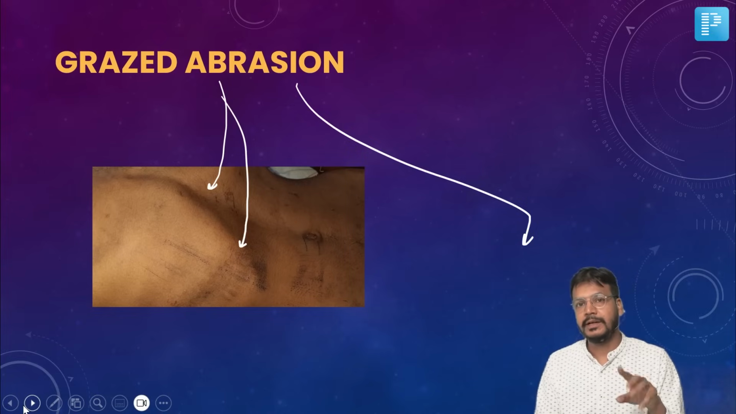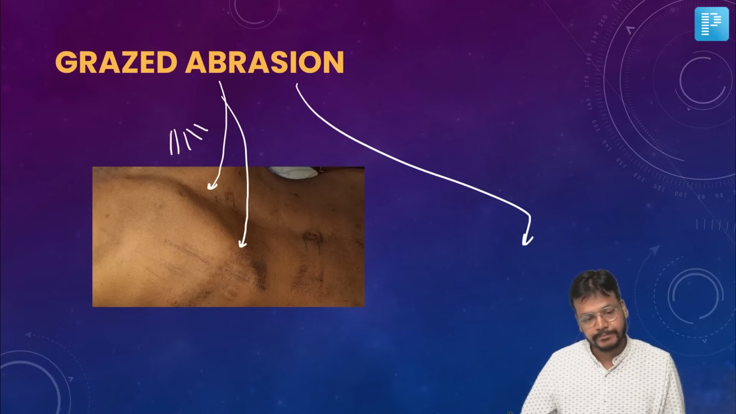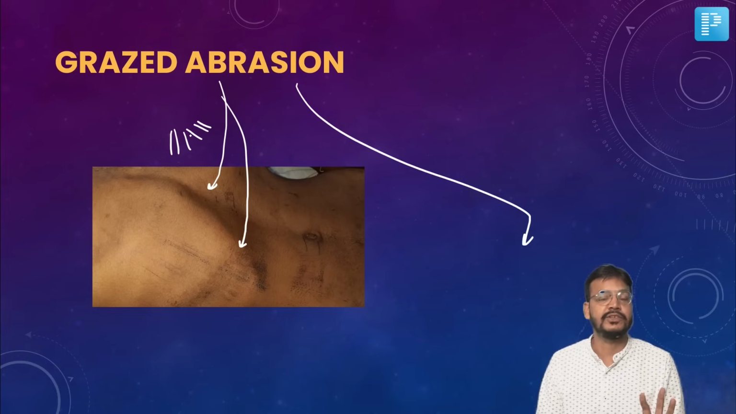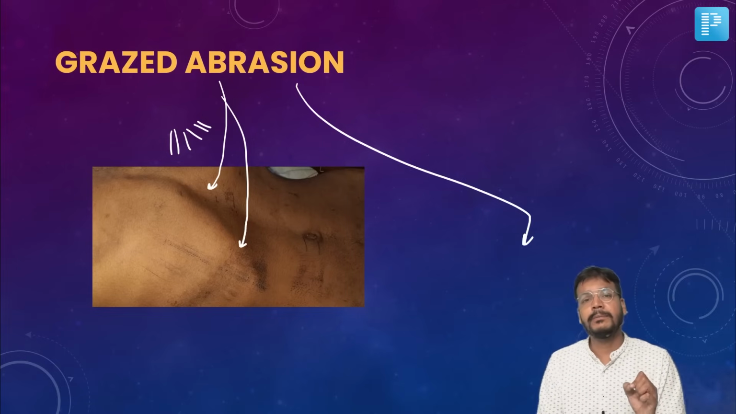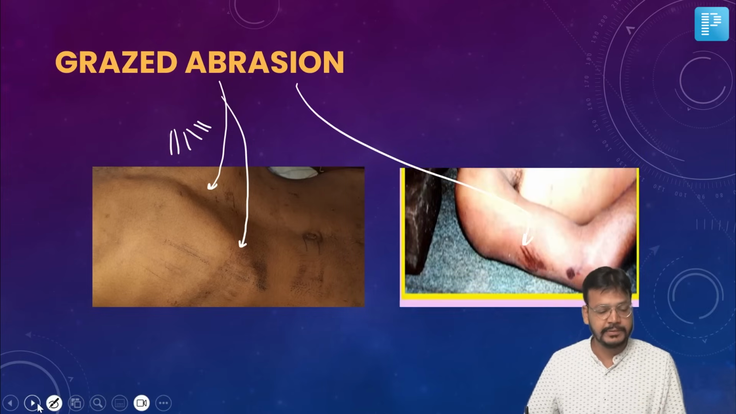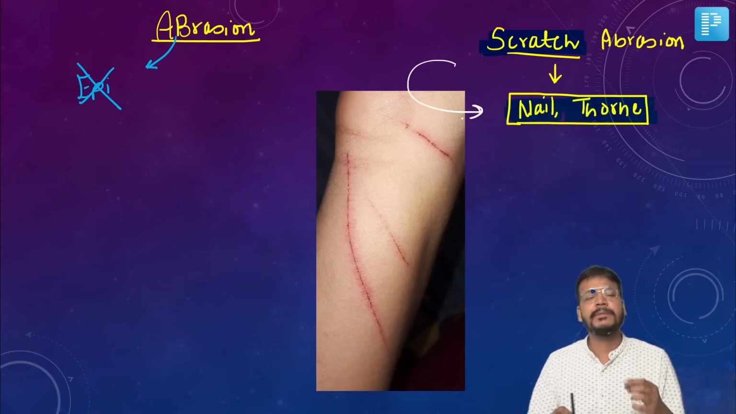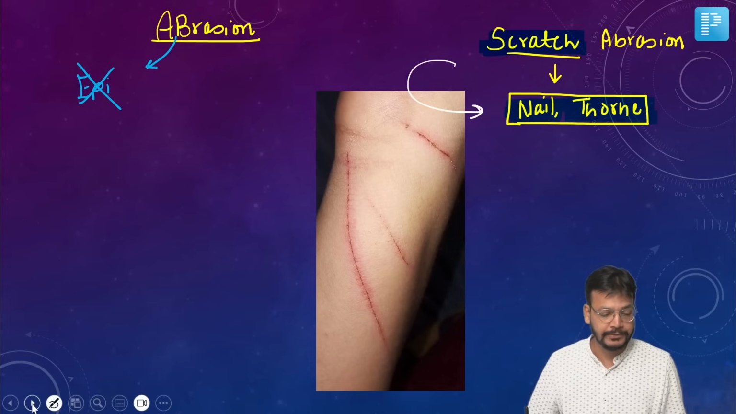Brush burn is not a burn, but it is known as brush burn because it looks like a brush and it gives a burning sensation. So if you get a question, the most common abrasion in road traffic accident is grazed abrasion, or brush burn. This is scratch abrasion, caused by nail and by thorn. This is a scratch by a pointed object.